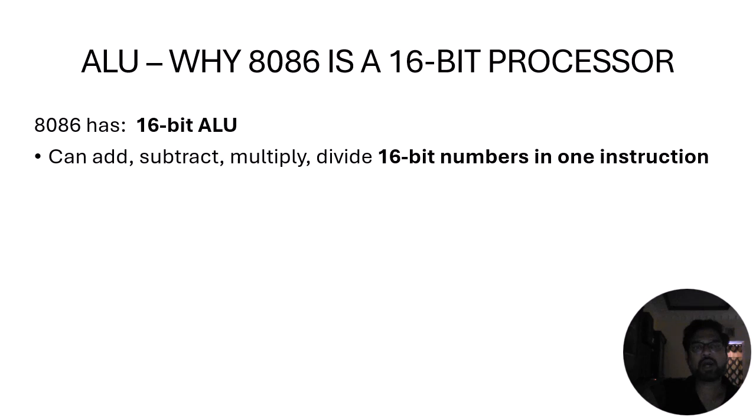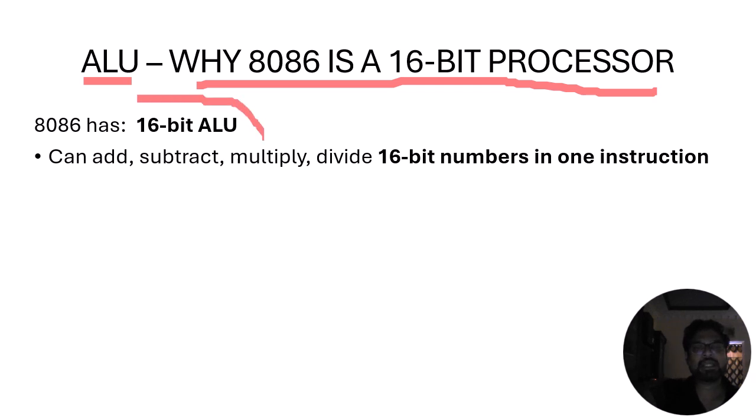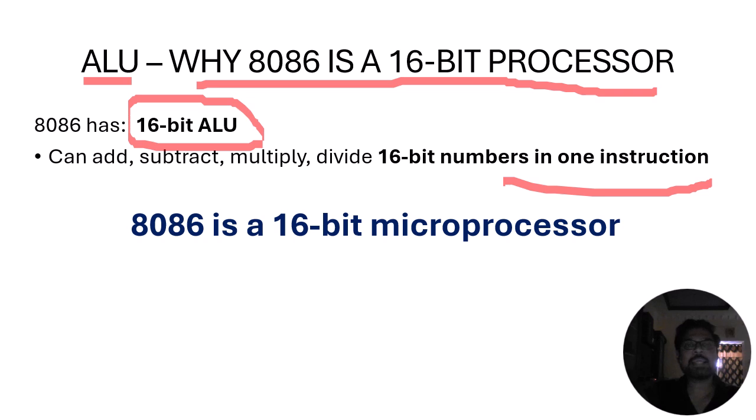Now let us talk about the ALU, and also I will clear why the 8086 processor is called a 16-bit processor. In 8086 we have a 16-bit ALU. That means we can add, subtract, multiply, divide 16-bit numbers in one instruction. This is why we call 8086 a 16-bit processor. This is the first question in most vivas.